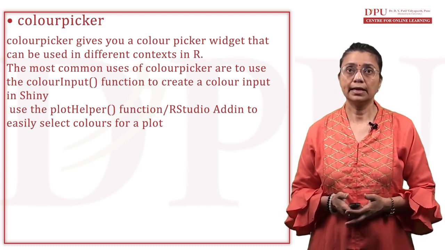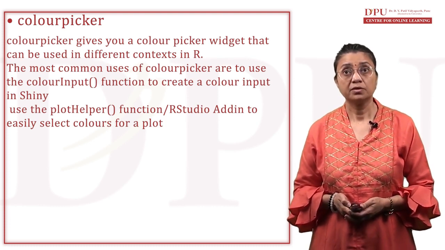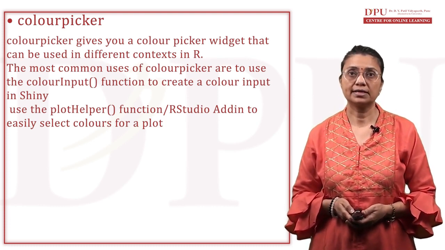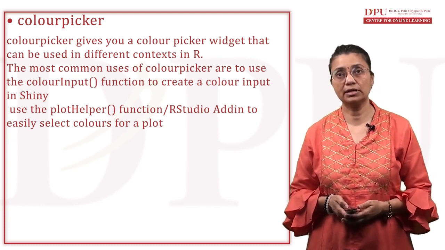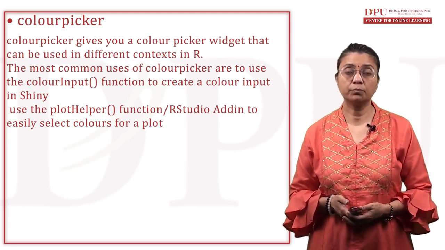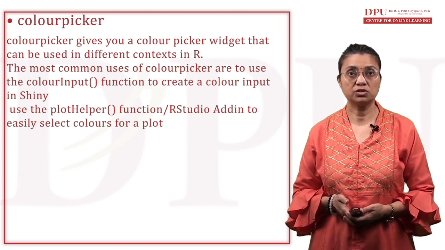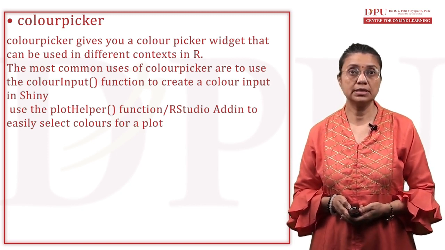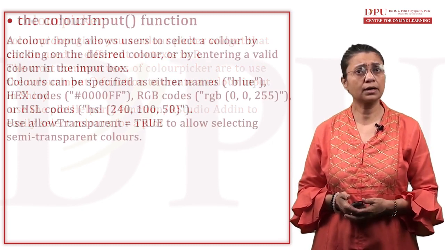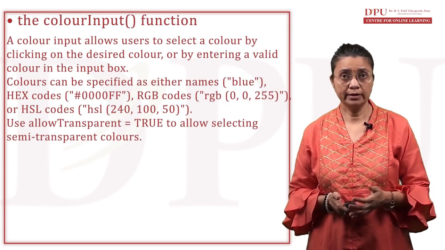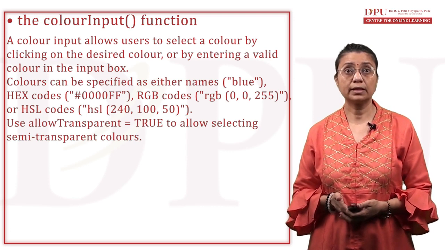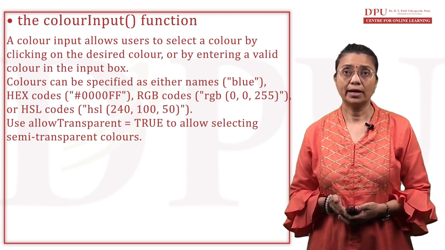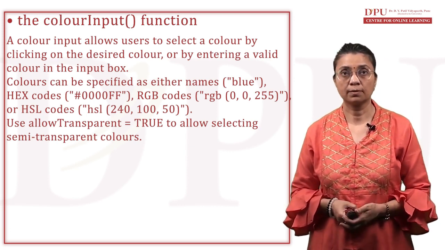Color picker. Color picker gives you a color picker widget which can be used in different contexts in R. The most common uses of color picker are to use the colorInput function to create a color input in Shiny. Use the plot helper function, an RStudio add-in, to easily select colors for a plot. The colorInput function. A color input allows the user to select a color by clicking on the desired color or by entering a valid color in the input box.